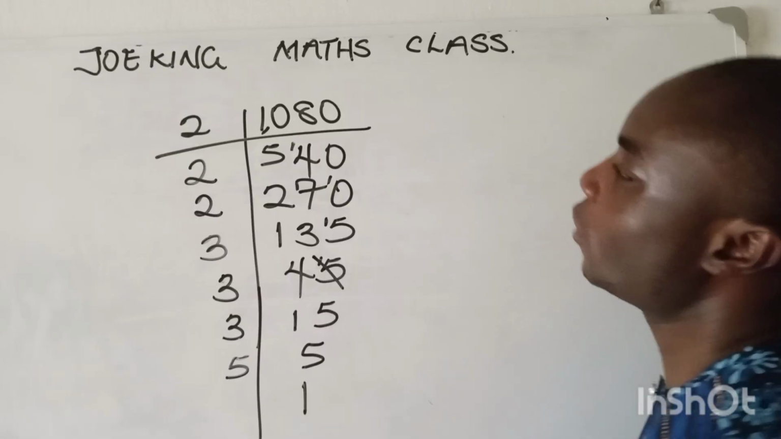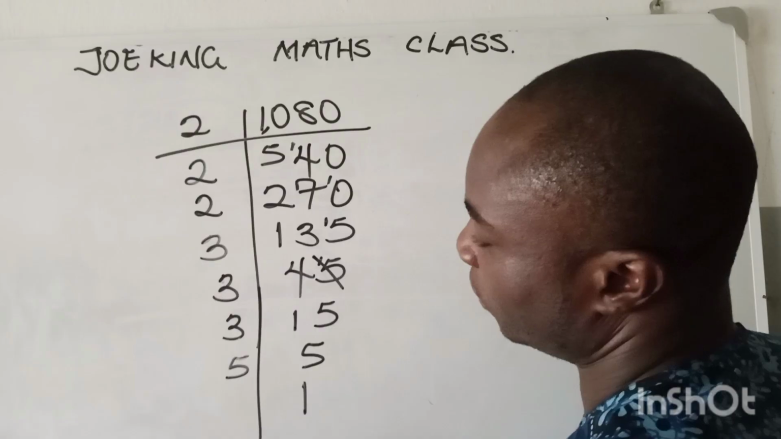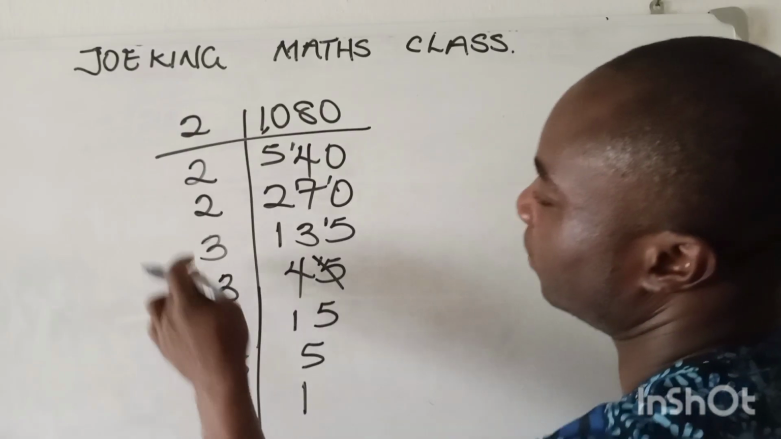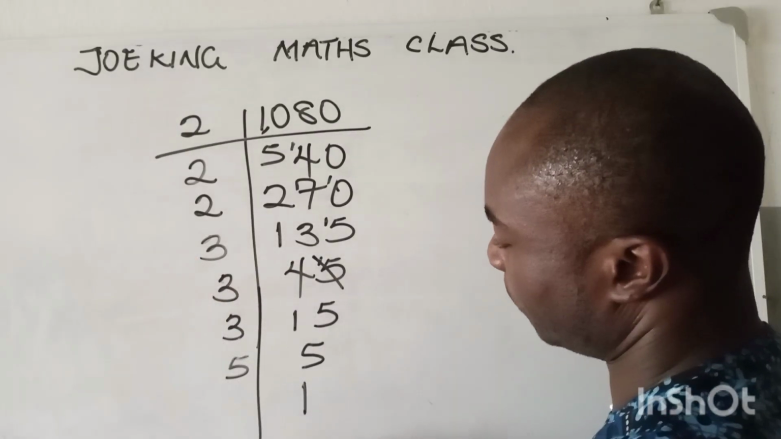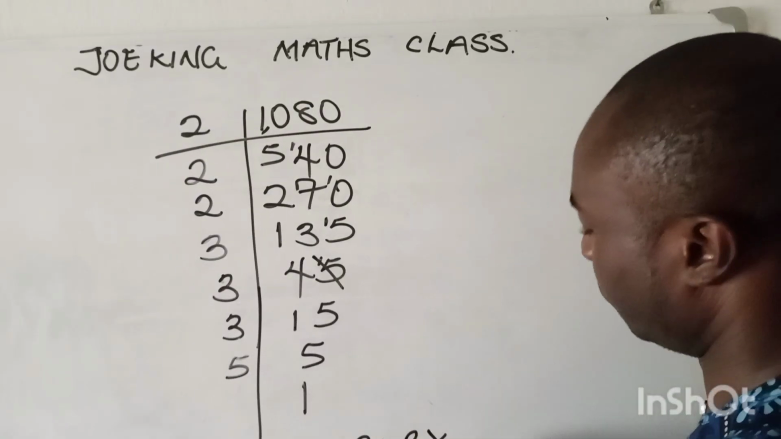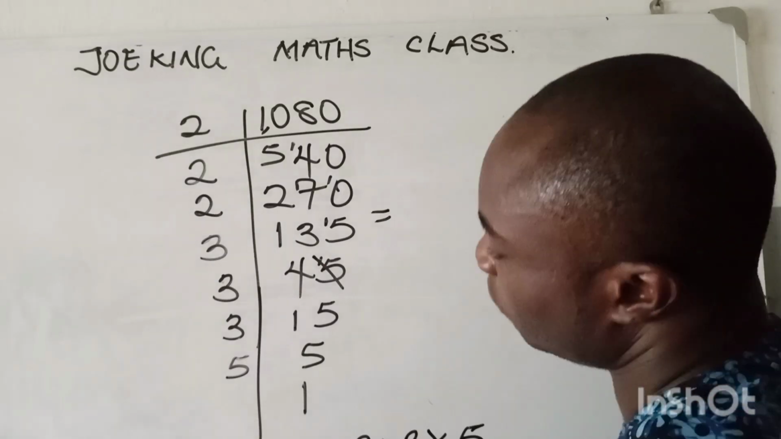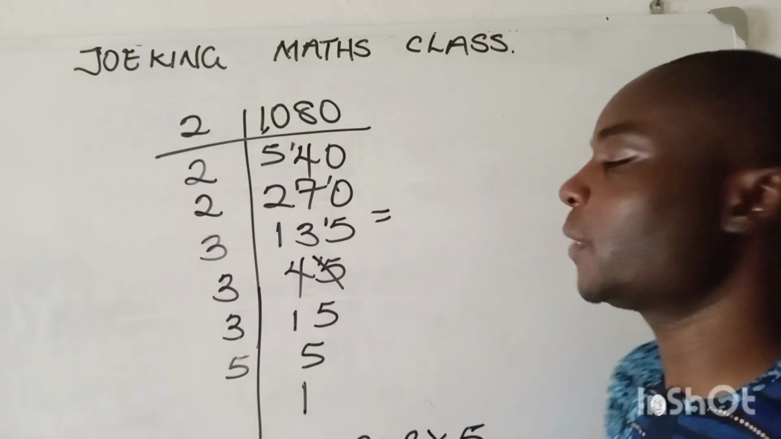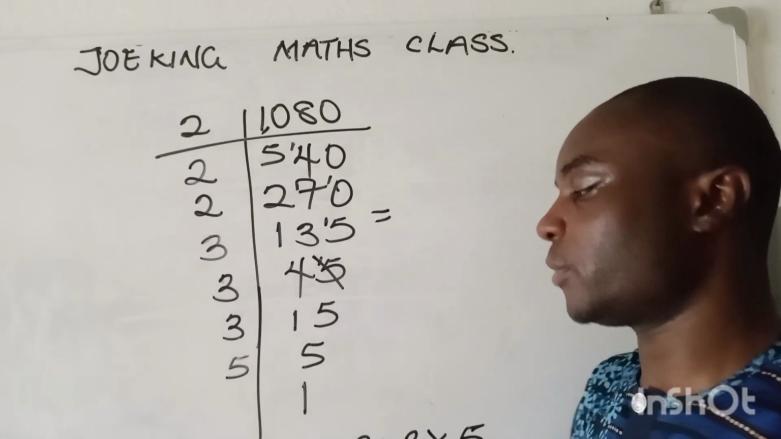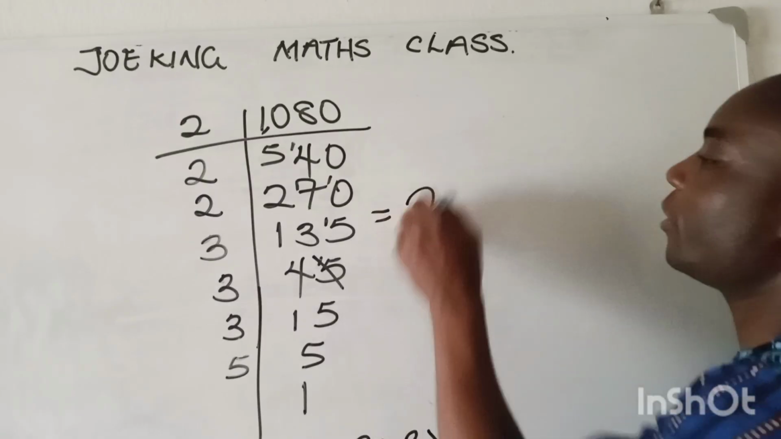So what do we do? We write out our 2 times 2 times 2. All right, 2 times 2 times 2 times 3 times 3 times 3, times 3 times 3 times 3, then times 5. And this is now equal to, since we have 2 in 3 places, that means 2 times 2 times 2 can be said to be 2 raised to the power of 3.